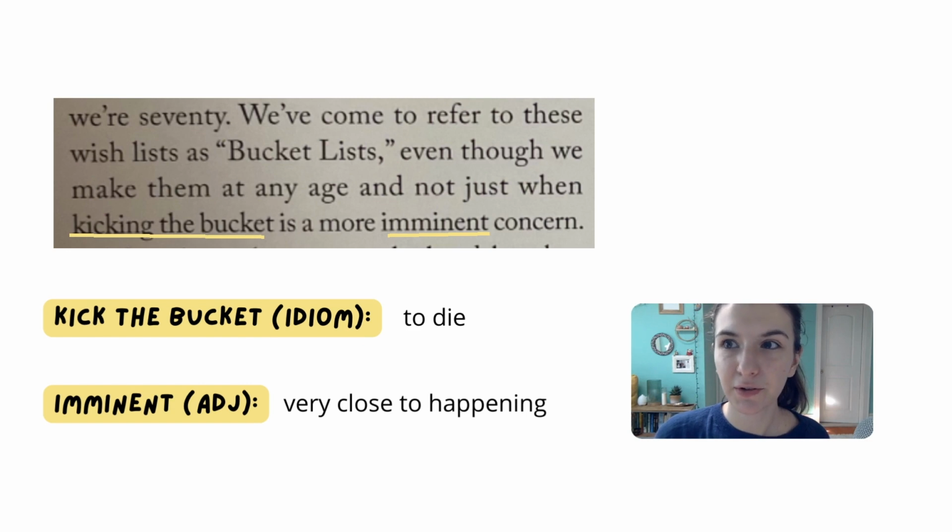All right, so kick the bucket is an expression that we use to just mean to die. Hence the term bucket list. It's a list of things that you want to do before you die. And imminent means about to happen or happening very soon. In this case, in the context here, it would mean that death is about to happen soon. A lot of times you hear this word with imminent danger. If you are in imminent danger, that means that something dangerous is about to happen to you very soon.